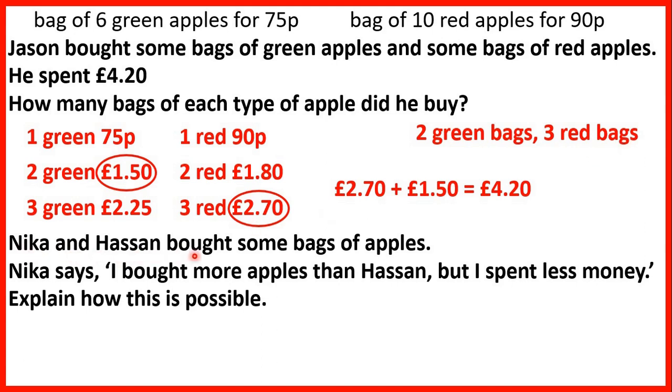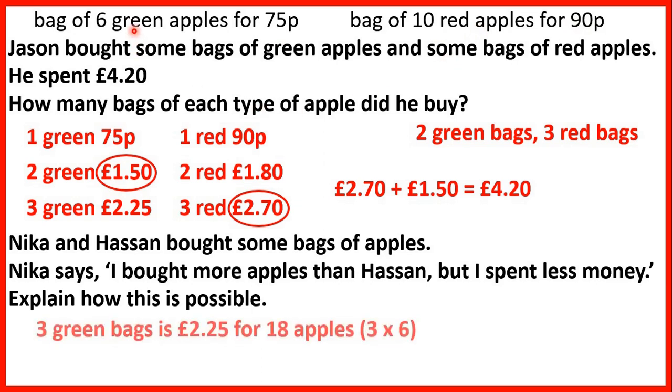Nika and Hassan bought some bags of apples. Nika says, I bought more apples than Hassan, but I spent less money. Explain how this is possible. So the best way to explain is to give an example. So we can see that you can get 6 more red apples for only 15 pence more. So red apples are cheaper than green apples.